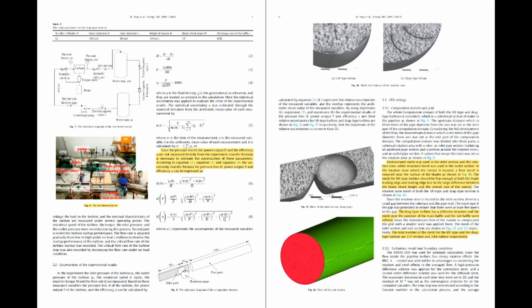For unsteady computation, ANSYS CFX was utilized. The RNG k-epsilon model was chosen due to its advantages in taking into account the rotation and swirl effects in the average flow, because of the substantial rotation effects of the flow inside the pipeline turbine. For the convection term, a high resolution difference scheme was utilized, and for the diffusion term, a second order difference scheme. The maximum number of iterations for each time step was set to 20, and the residual of 10 to the power minus 4 was chosen as the standard for determining when all the simulated variables had reached convergence.